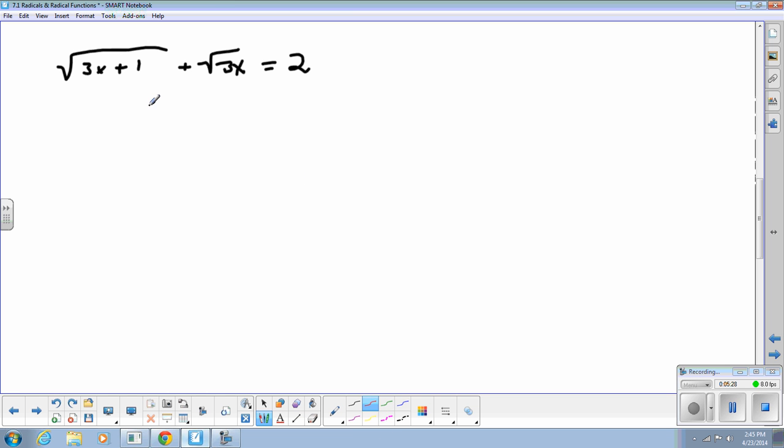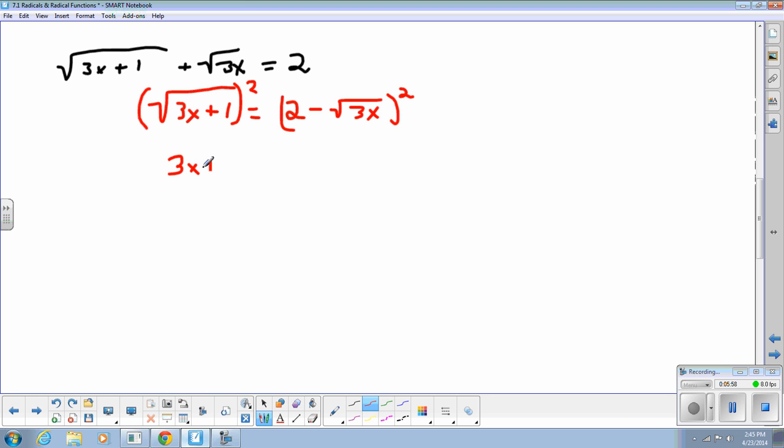So when I minus the square root of 3x on both sides, I am left with the square root of 3x plus 1 equals 2 minus the square root of 3x. So now this radical on the left side is isolated. Since it's a square root, I square both sides. And I square the right side also. Square root of 3x plus 1 squared is 3x plus 1 equals, when I square this right side, this again is going to be a perfect square trinomial.